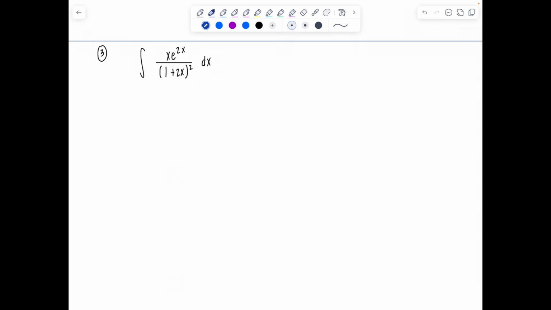Okay, so how to pick u and how to pick dv. So I have to say, when I first tried this problem, I didn't get it right. So don't be upset with yourself.